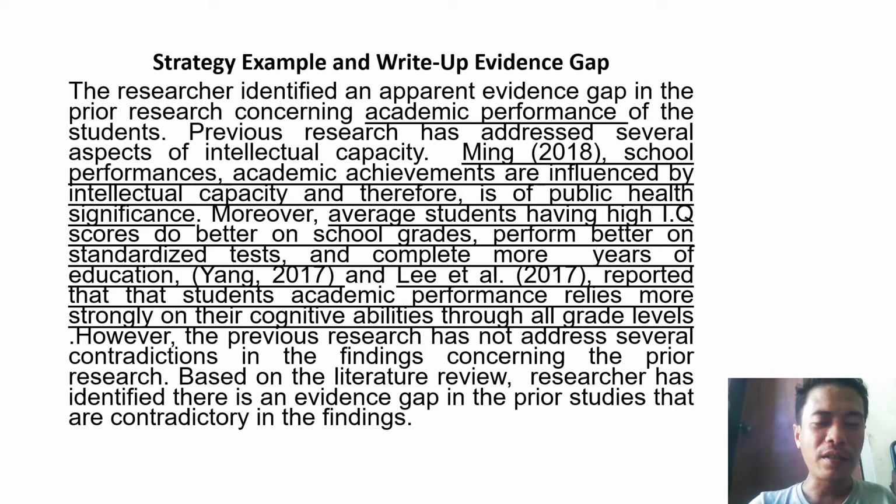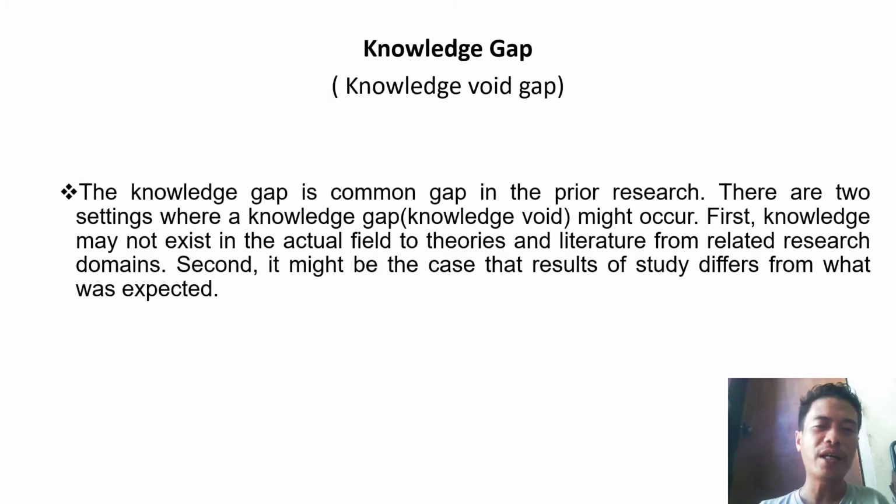And remember this line: based on the literature review, the researcher has identified an evidence gap in the prior studies that are contradictory in the findings. Once your professor sees that in your background of the study, it means your professor will accept your academic research, or will accept your proposal. Okay, that is the evidence gap. The second one is the knowledge gap.